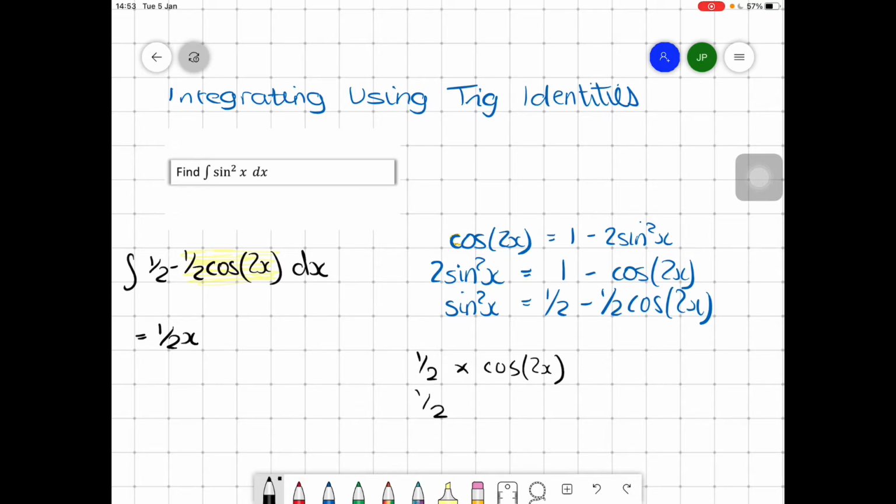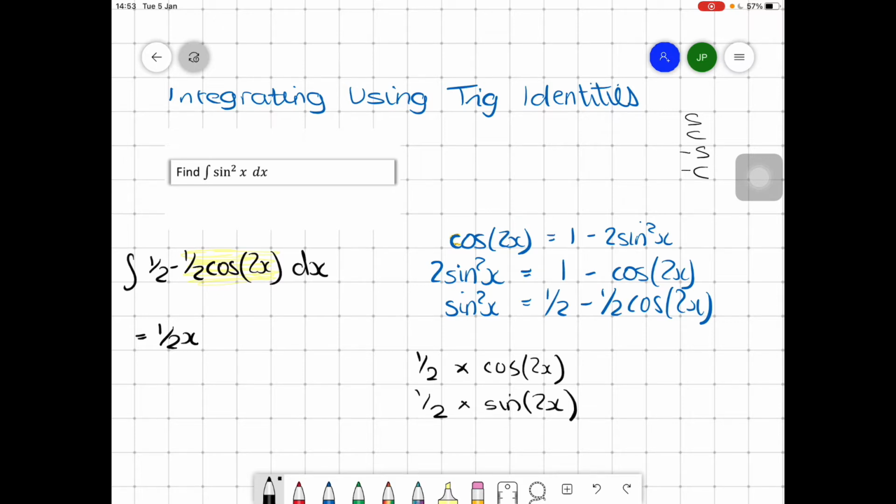So my cos 2x, again, we need to remember our process for integrating with sine and cos. So we go sine, cos, minus sine, minus cos. As we work down, we differentiate. So we work upwards, we integrate. So cos becomes sine. So that's going to become sine 2x.